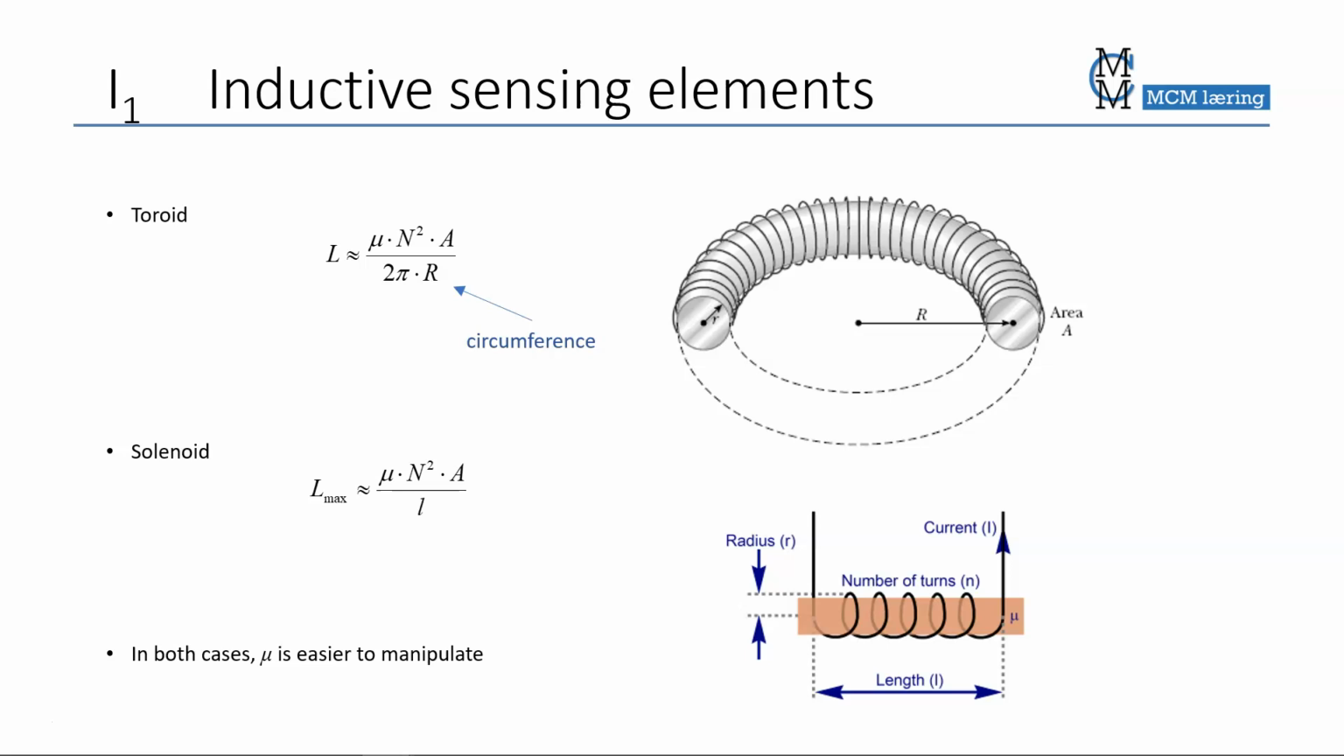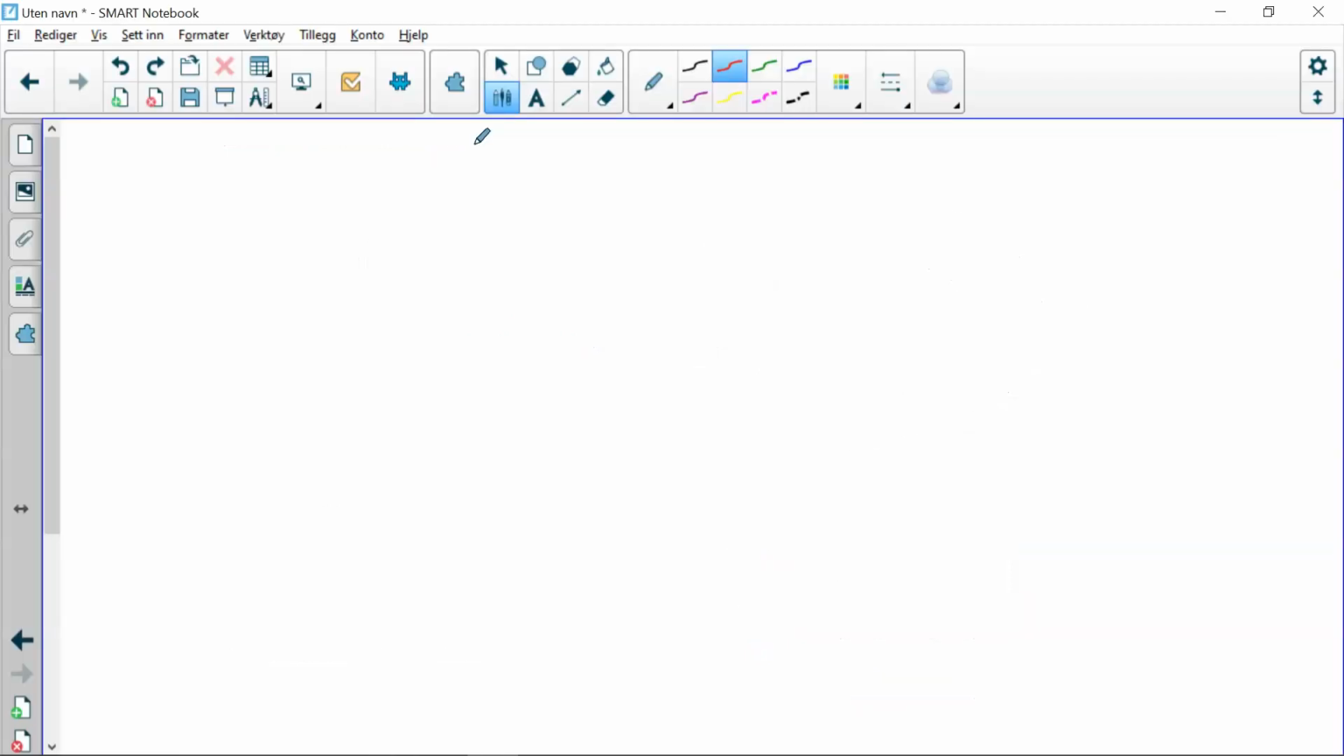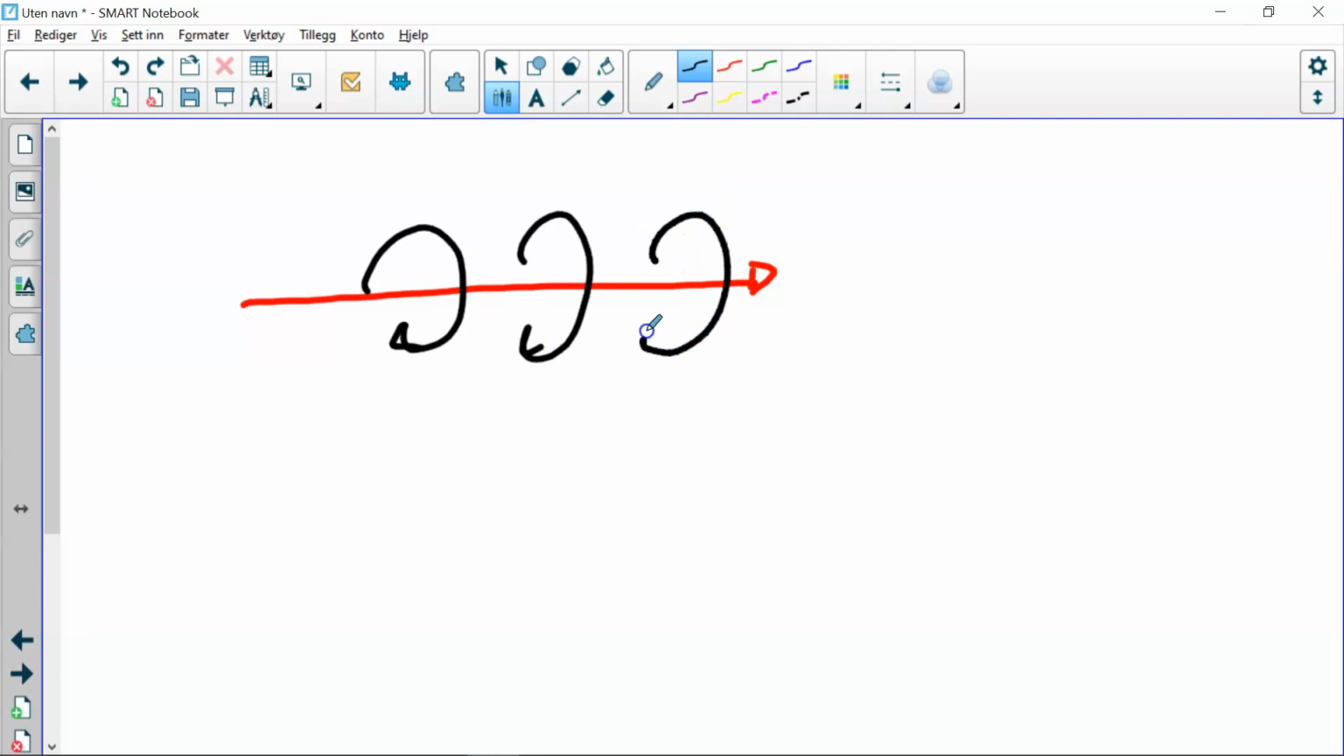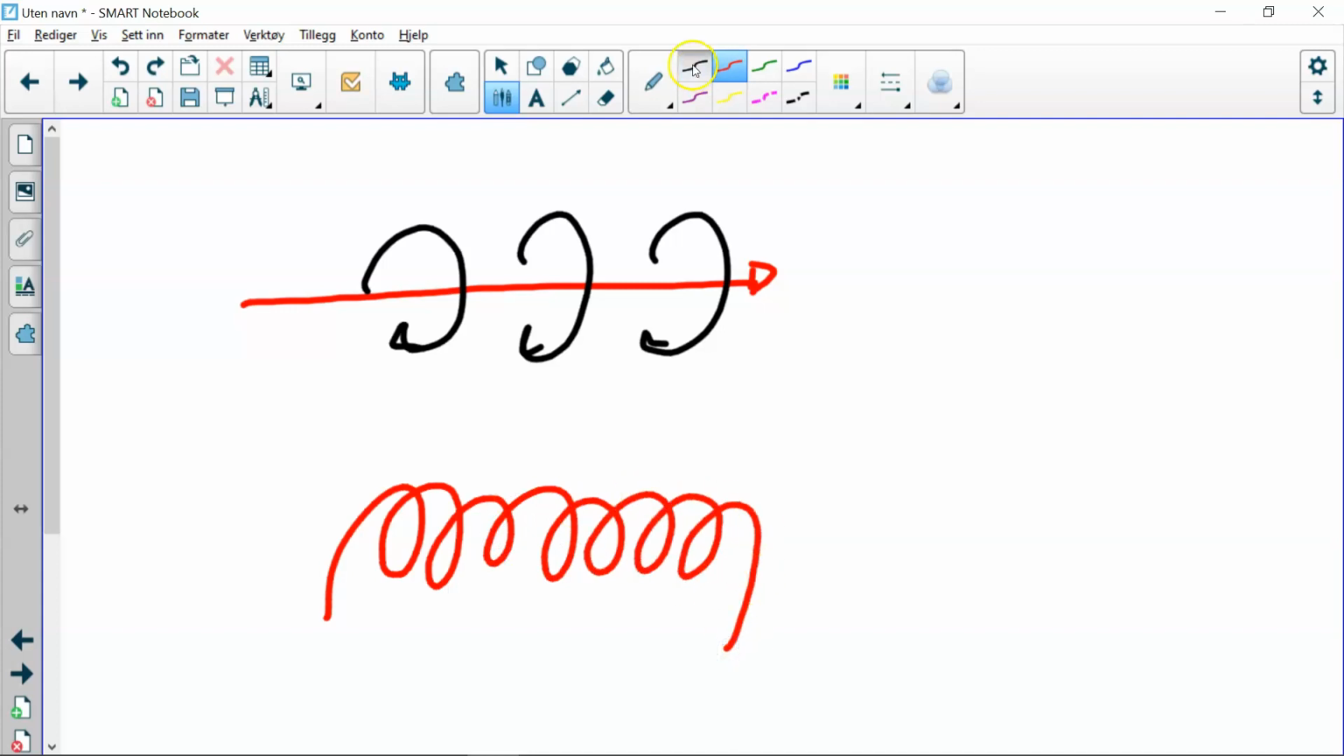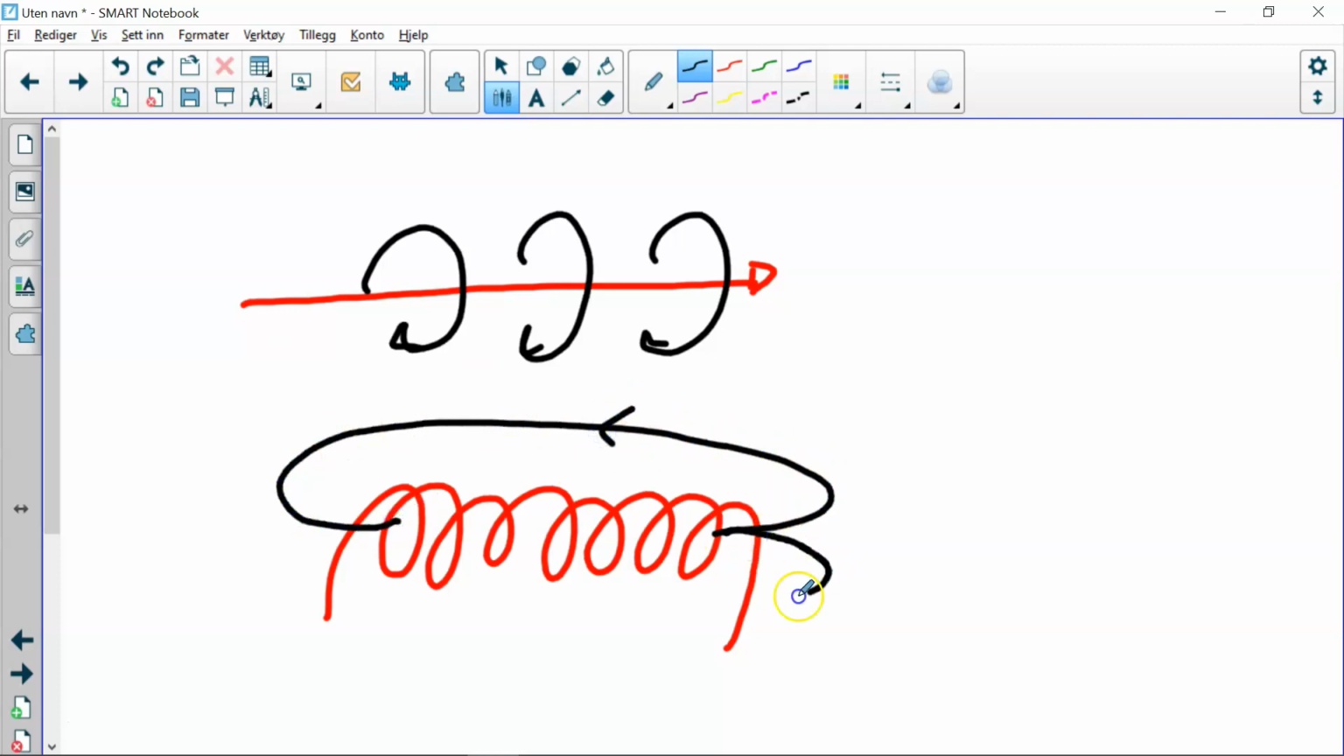Having looked at the capacitive and resistive sensing elements, we now take a look at the inductive sensing elements. And inductors are basically based on the fact that around every current carrying conductor there will be a magnetic field around it. Now, if you have a coil of conductor, the magnetic fields add up to form a larger magnetic field around the coil, like this.